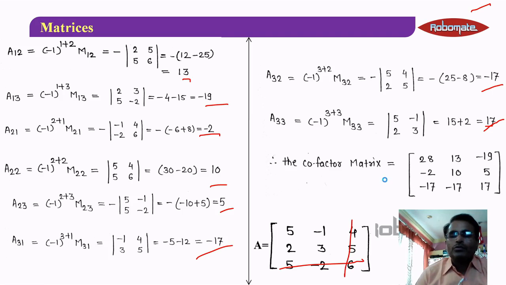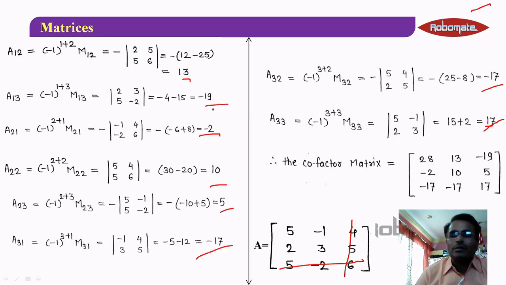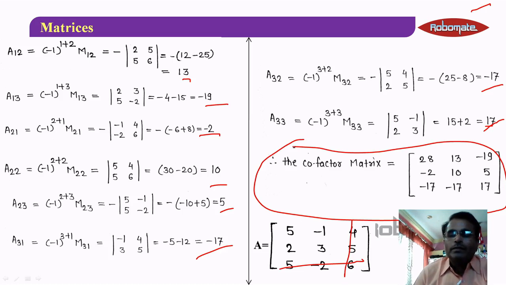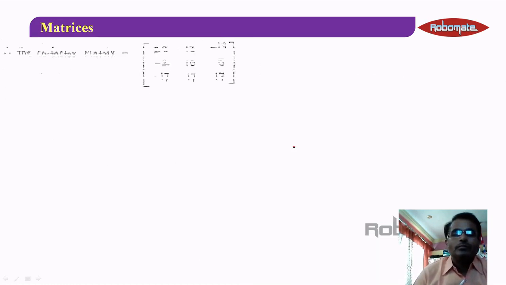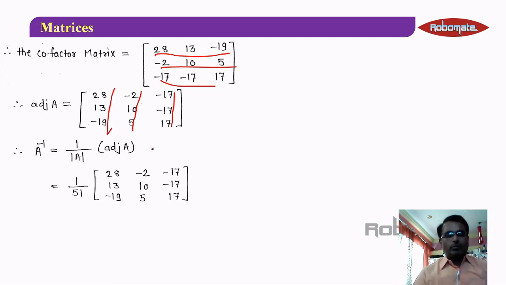Once you get the cofactor matrix, you have to obtain the adjoint. This is your cofactor matrix which we have just seen previously. How is the adjoint obtained? It is its transpose. You will observe that the first row appears as the first column, the second row appears as the second column, the third row appears as the third column. Then A inverse is equal to 1 upon determinant A into adjoint of A. So 1 upon 51 was our determinant that we have seen previously, and this is your required inverse.